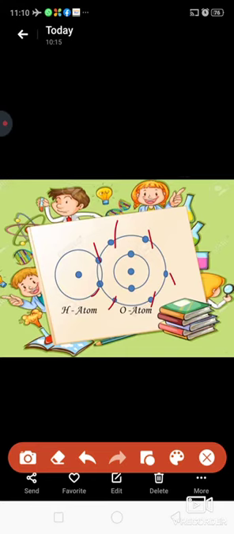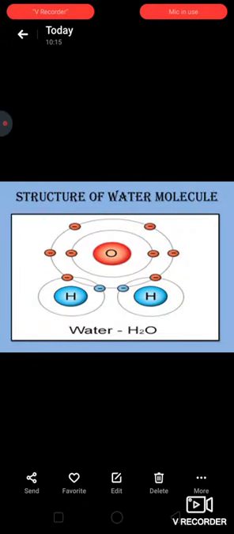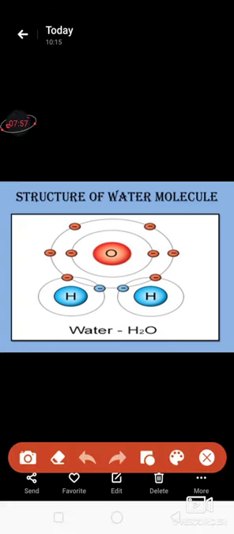So how does it do that? The answer is it combines with 1 more hydrogen atom. Now that hydrogen atom shares its electron with the oxygen atom and becomes stable. Now all these 3 are stable.